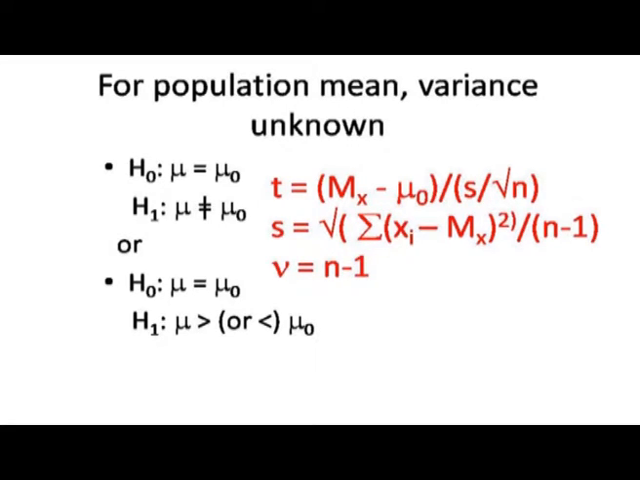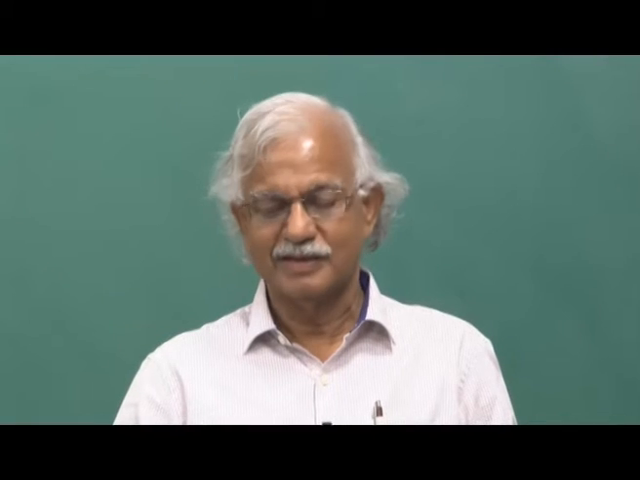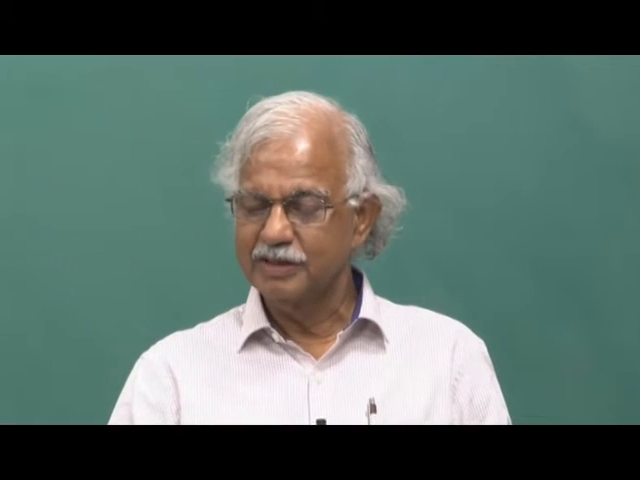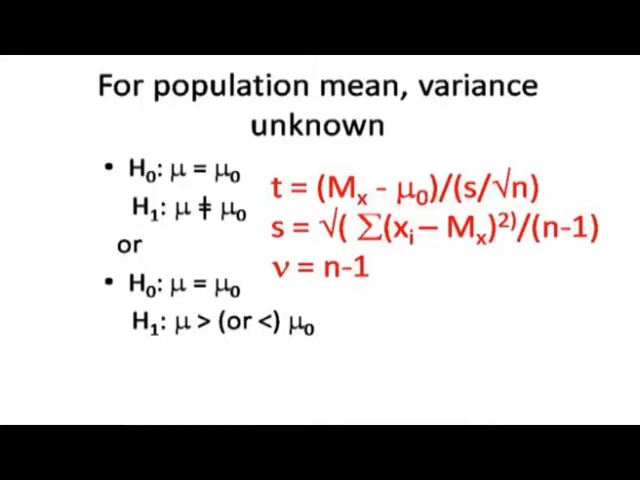Nu is degrees of freedom, and degrees of freedom is n minus 1. In this particular case, when you are testing the null hypothesis mu equal to mu 0, degrees of freedom will be sample size minus 1. t will be defined in this way: mean of the sample, often in notation x bar, minus mu, divided by s by root n. And s square is this, the square root of which is the standard deviation s, which will go here.